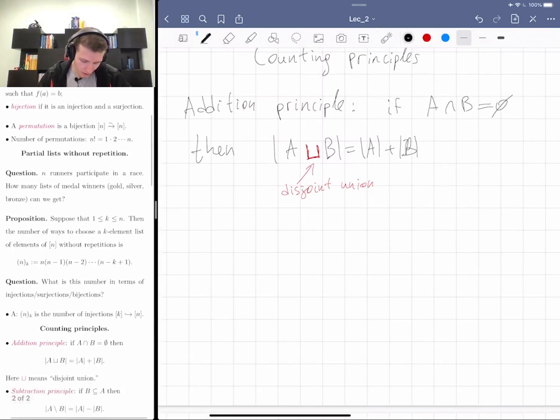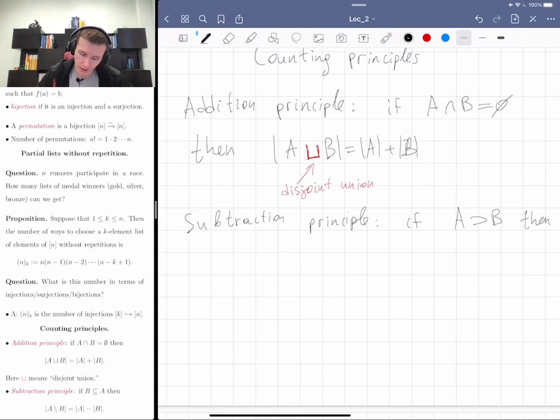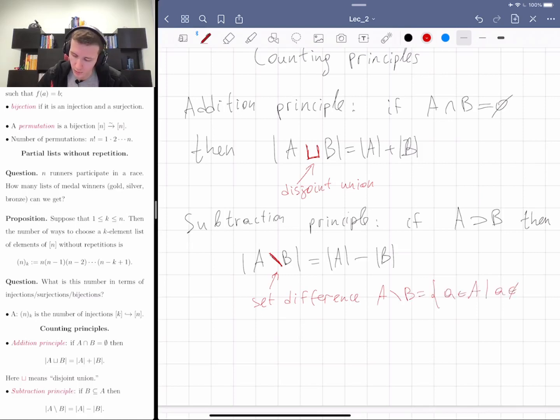But the subtraction principle also sounds easy. The subtraction principle is that if B is contained inside of A, then the size of the set difference, A minus B, is equal to the size of A minus the size of B. Here, again, this is notation for set difference, which by definition is the set of all elements in A which are not contained in B.